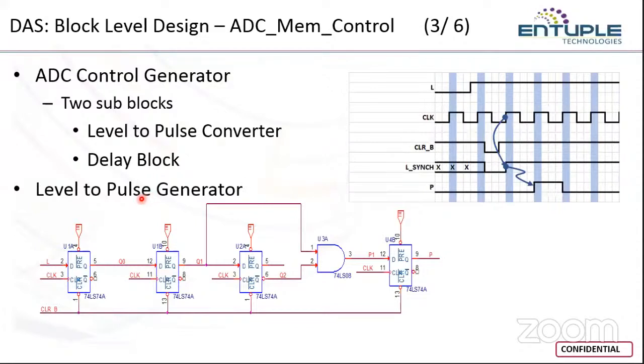In this, we have D flip flops, four of them, and you can see the functionality over here. It is a positive edge triggered D flip flop. When you have an active high clock and the level input is also high, your clear first gets enabled, then it goes low and then goes to high, and at that point of time the pulse is generated. That is why we call it the level 2 pulse generator.